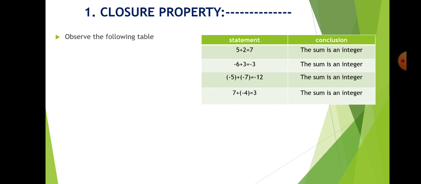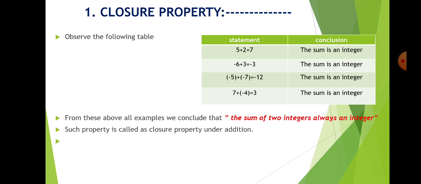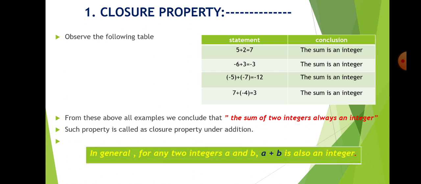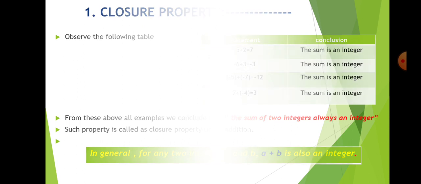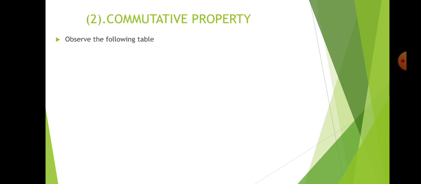Like that, in the other two examples also we are getting integers only. So from all these examples we conclude that the sum of two integers is always an integer. Such a property is called closure property under addition. The formula for this closure property is, for any two integers a and b, a plus b is also an integer. Now going to the second one, commutative property under addition.